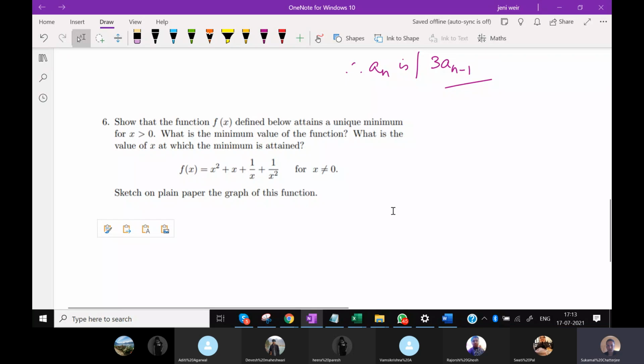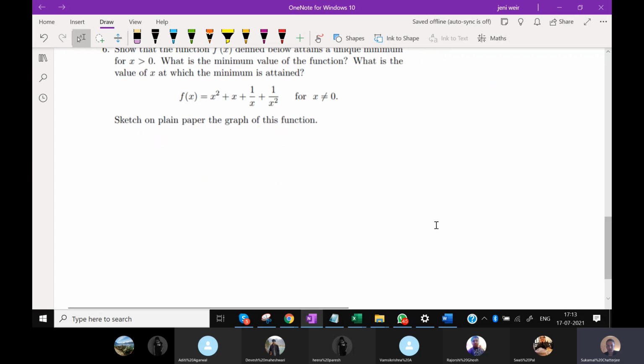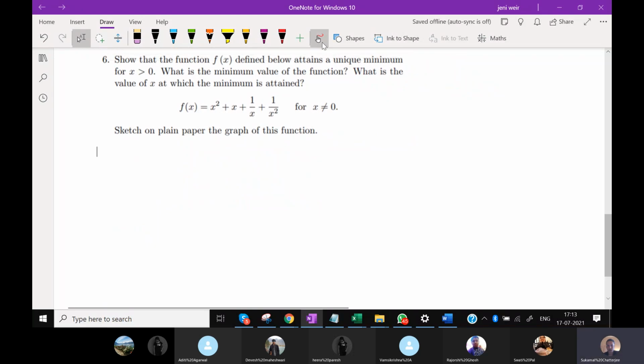Next one. Show that the function defined below attains a unique minimum for x greater than 0. What is the minimum value of this function, and at what value of x is the minima attained? Now, I had told you that this is a form of expression which is very important, of the form y equal to x plus 1 by x or any variant of this. So this attains a minima, and it is for x greater than 0.